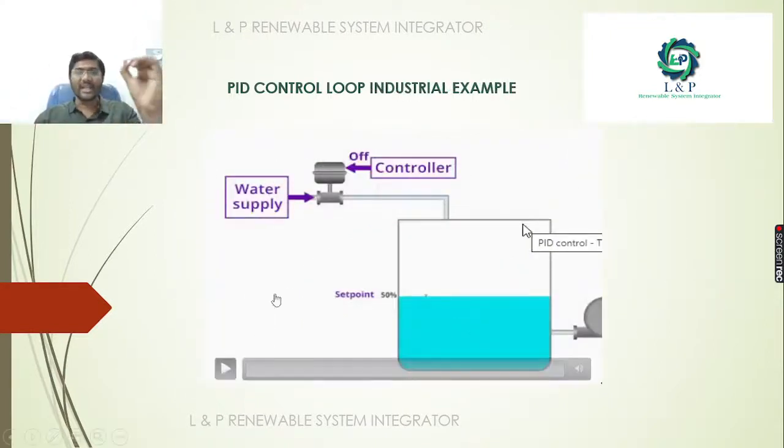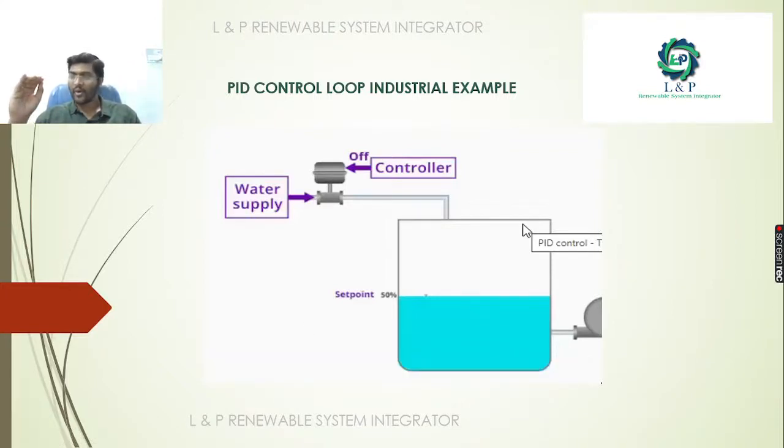See, this is an industrial example. We are turning a motor on and off when a particular level is reached inside a tank. So we are filling a tank. Say for example our set point is 50%. If 50% of the tank is full, then the water supply should stop and the motor should turn off. If it is lower than that, it should turn on. Like that, we are going to make an automatic control. It's a basic, simple example of a PID closed loop control.